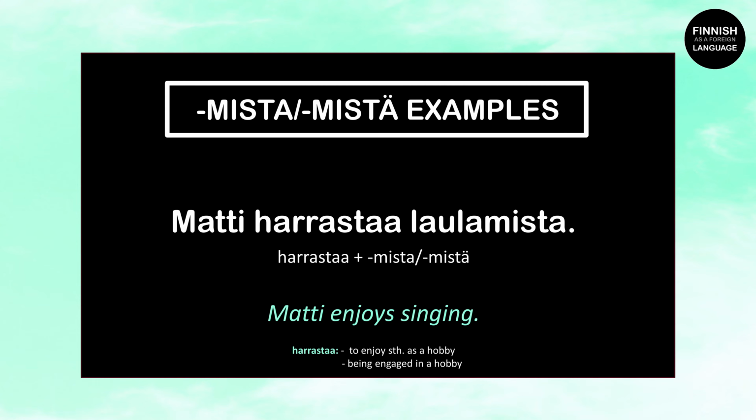Matti harrastaa laulamista means Matti enjoys singing. Here we use the -mista form because of the verb harrastaa, which means to be engaged into a hobby or to enjoy a certain hobby. Now, since harrastaa is a partitive verb, our noun-less verb has to appear in the partitive case. So, laulamista is the partitive case of the noun-less verb laulaminen. So that is why we say Matti harrastaa laulamista. Matti enjoys singing.